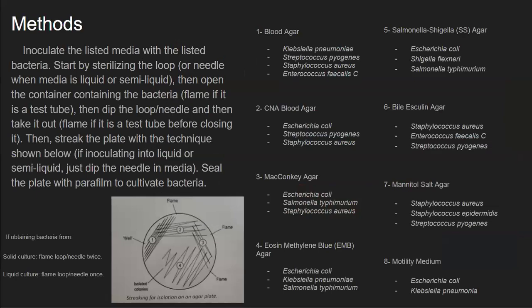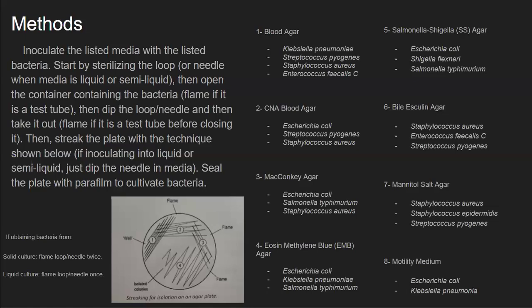Start by sterilizing the loop or needle when the media is liquid or semi-liquid. Then open the container containing the bacteria, flame it if it is a test tube. Then dip the loop or needle and take it out. Flame it if it is a test tube before closing it. Then streak the plate with the technique shown below. If inoculating into liquid or semi-liquid, just dip the needle in the media.